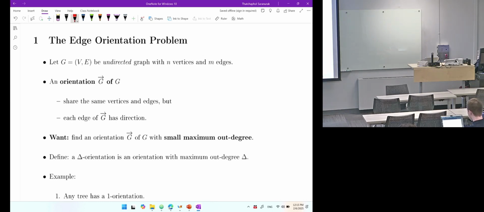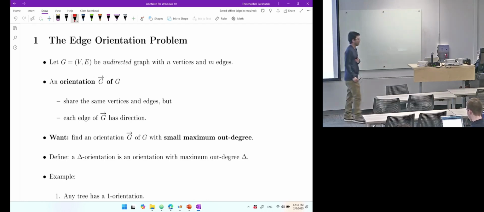Okay. So G arrow is just a graph that shares the same vertices and edges, and now each edge of G arrow has direction. So what's the goal? The goal of orientation usually is to find an orientation such that the maximum out degree is small. And I'm gonna say that a delta orientation is just an orientation with maximum out degree at most delta.